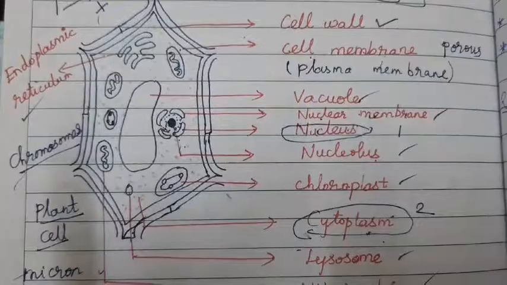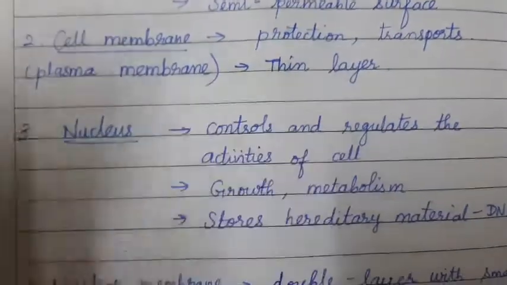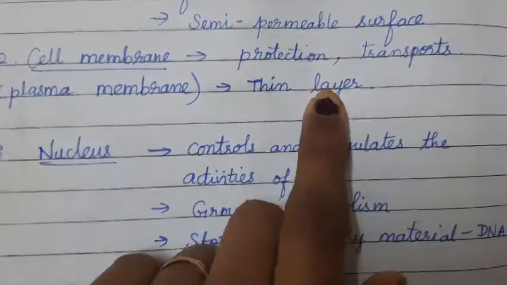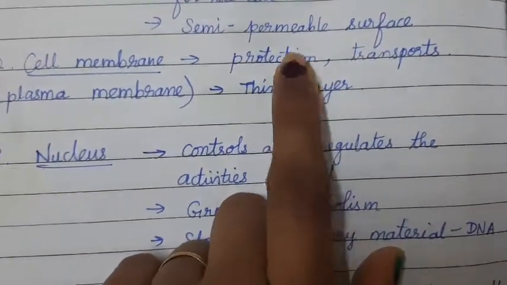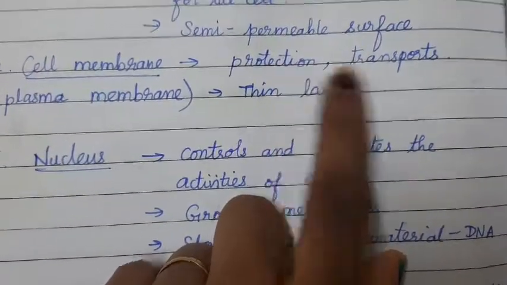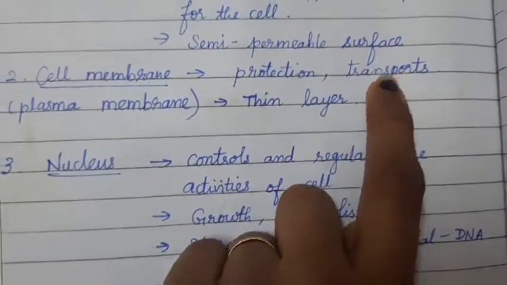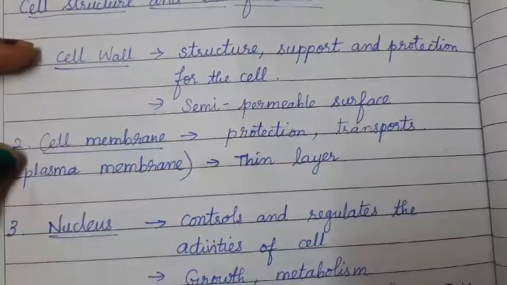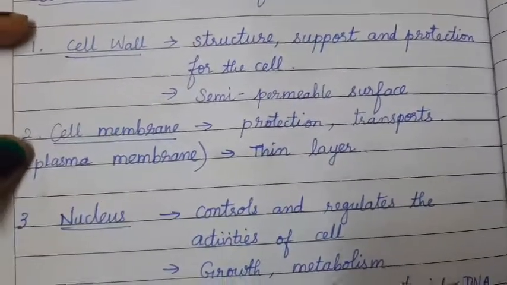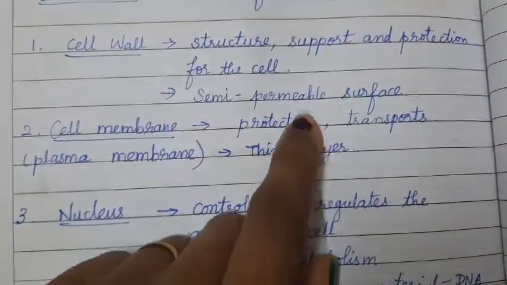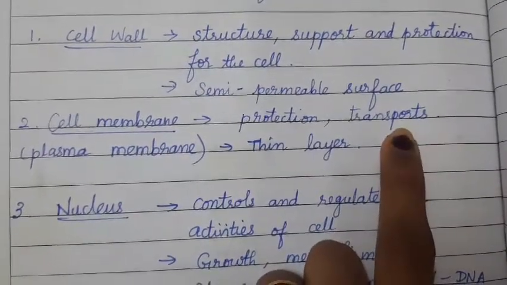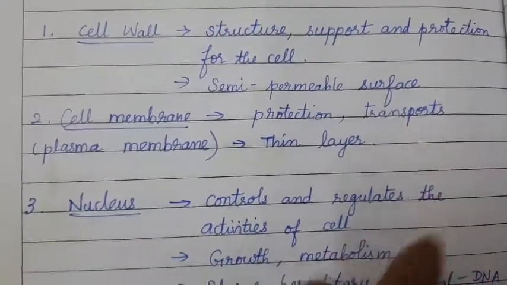Let us see its functions. The cell membrane, also called plasma membrane, is a thin layer, and it also serves for the protection of the cell and it transports. So you could see now both the cell wall and the cell membrane are serving the same purpose of protection and transportation of the materials in and out of the cell.